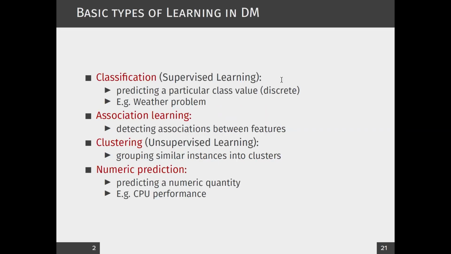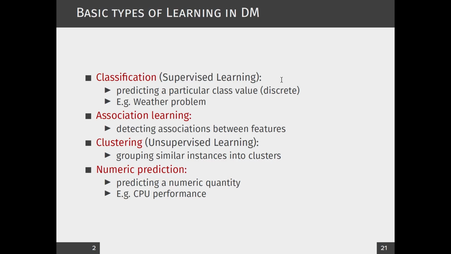So having said that, in any data analytics environment, we can simply talk about four basic types. The first one we call classification learning, or in other words, supervised learning. In this, what will happen? Usually you are trying to predict a particular value. Usually it will be discrete.